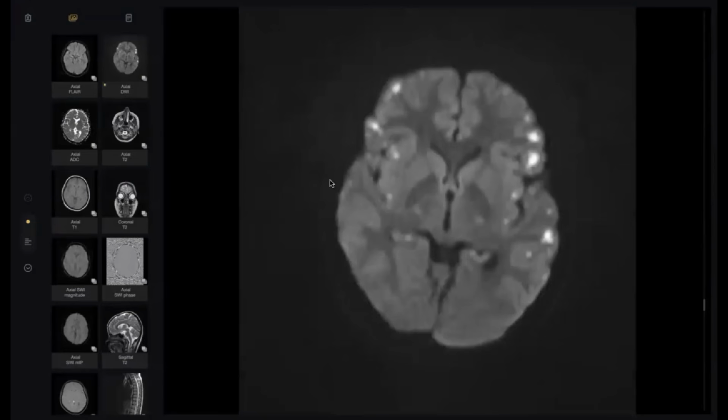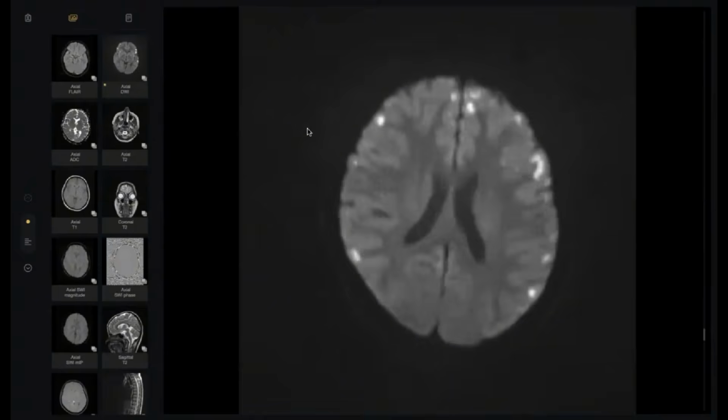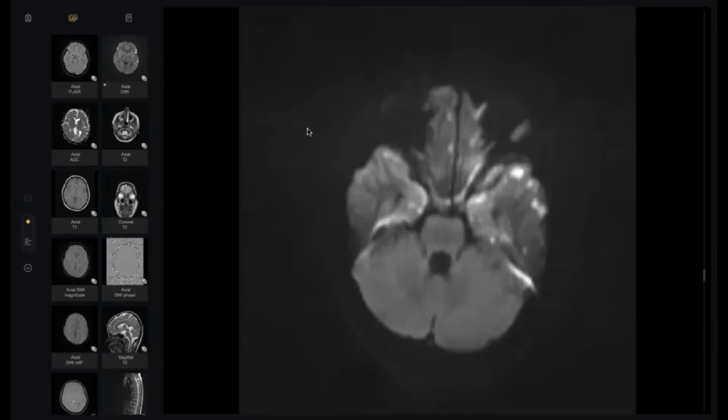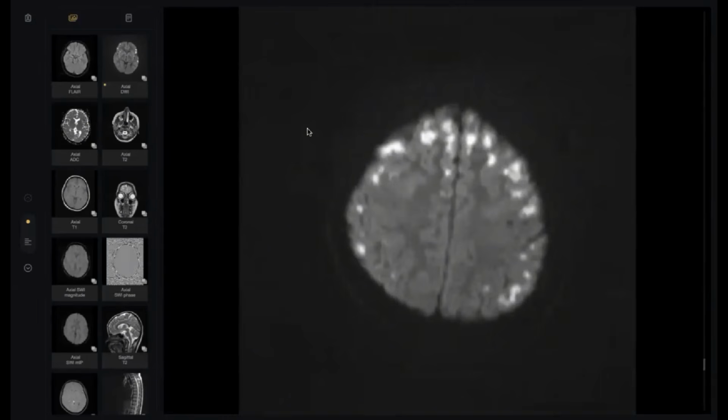This is diffusion. These foci are bright on the diffusion. I would like to correlate with the ADC to confirm the restriction. It is low on ADC. So these lesions show diffusion restriction all through the brain. I would like to check the post-contrast for enhancement and the susceptibility weighted for evidence of hemorrhage, to look for the blooming artifact.